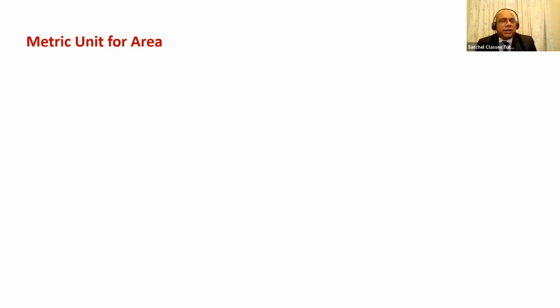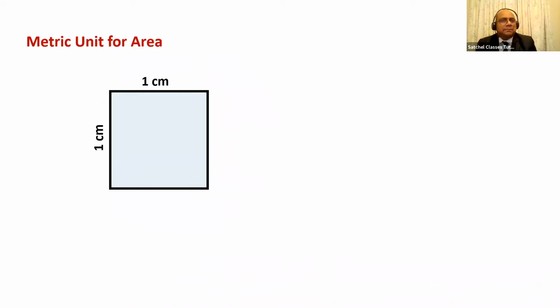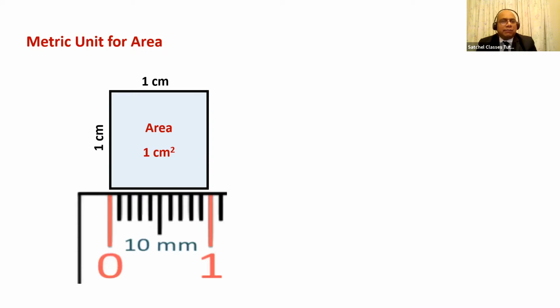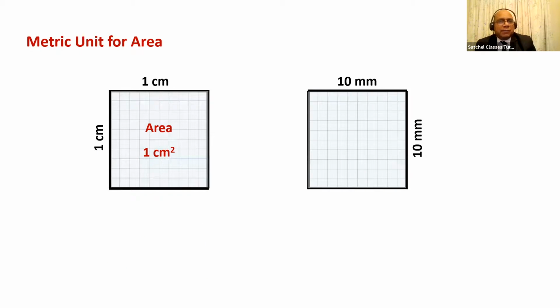Let's understand what is a metric unit of area. Let's say we have a square of length 1 centimeter times 1 centimeter, which means the area would be 1 centimeter squared. Now, as you know, 1 centimeter is the same as 10 millimeters, right? Which means I can draw the same square, this time in terms of millimeters, as 10 millimeters times 10 millimeters. The area of the same square can also be written as 10 times 10, which is 100 millimeters squared, right?